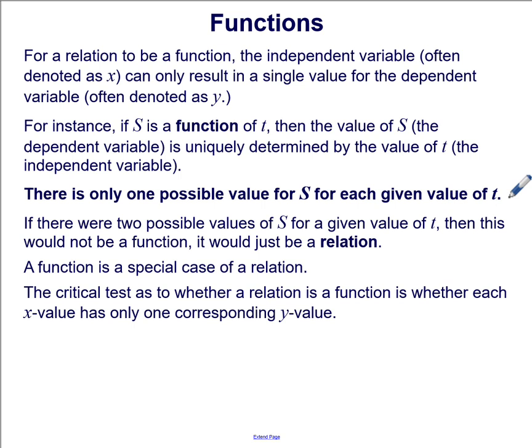If there were two possible values of s for a given value of t, then this would not be a function. It would just be a relation. A function is a special case of a relation. The critical test as to whether a relation is a function is whether each x value has only one corresponding y value.